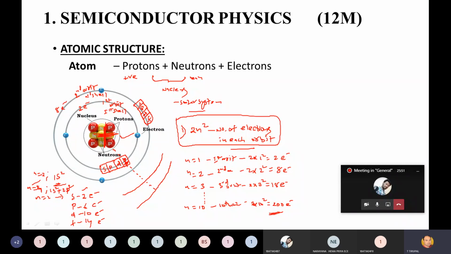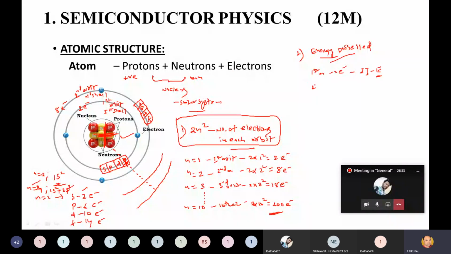As you go away from the nucleus, certain important points come into existence. Second point: what is the energy possessed by each orbit? To calculate it, you need to find how many electrons are present in each orbit. In the first orbit, 2 electrons are there. Suppose each electron possesses 1 joule, so 2 joules of energy is possessed by the first orbit.